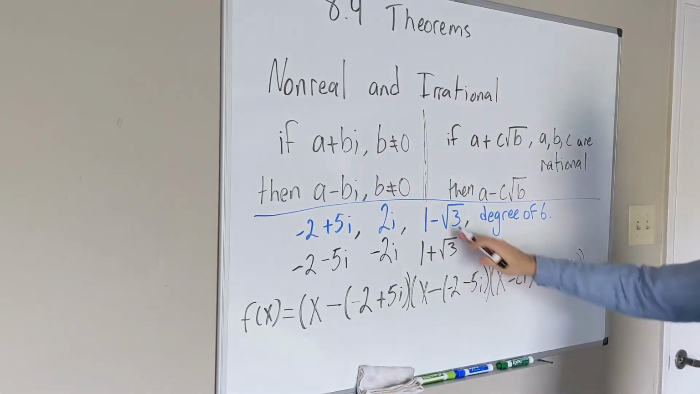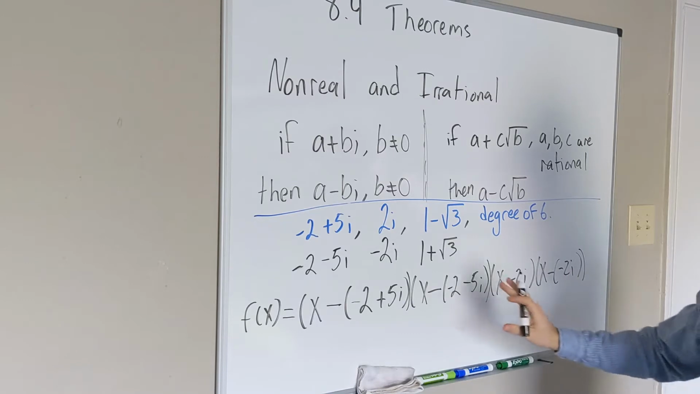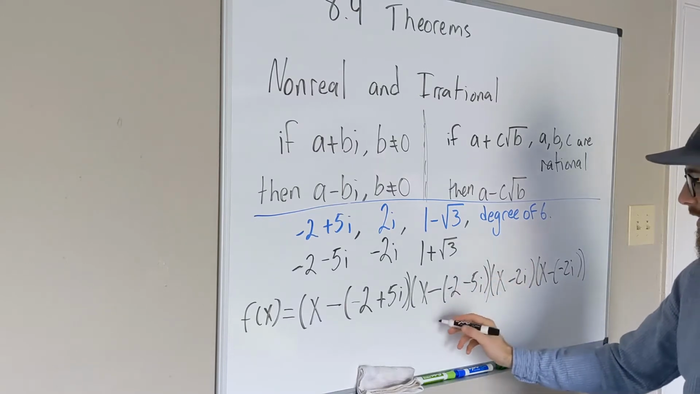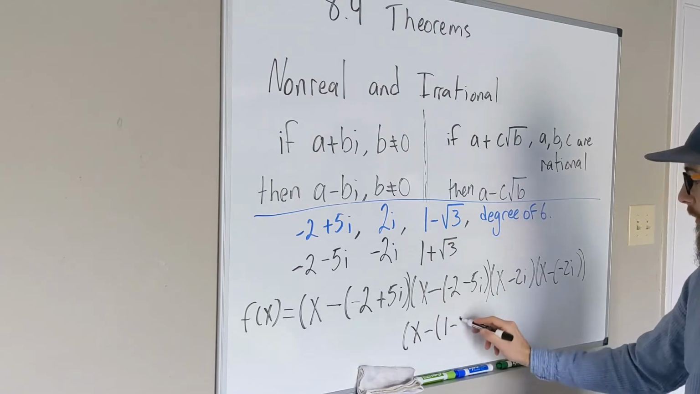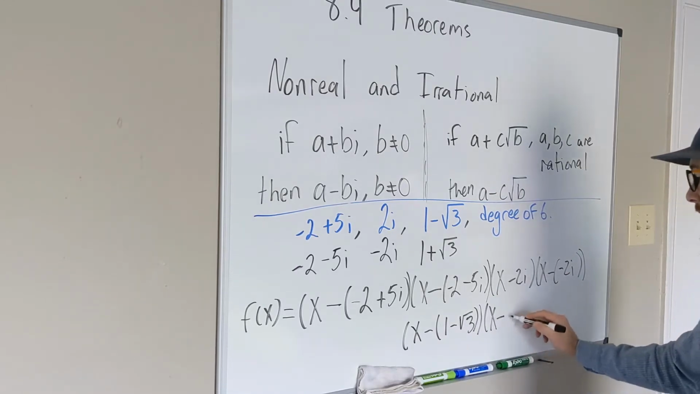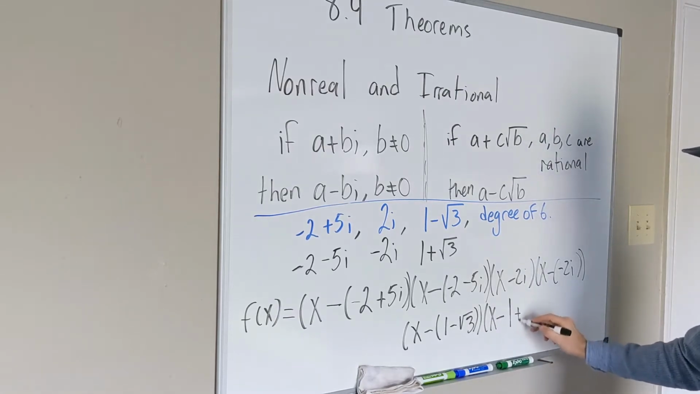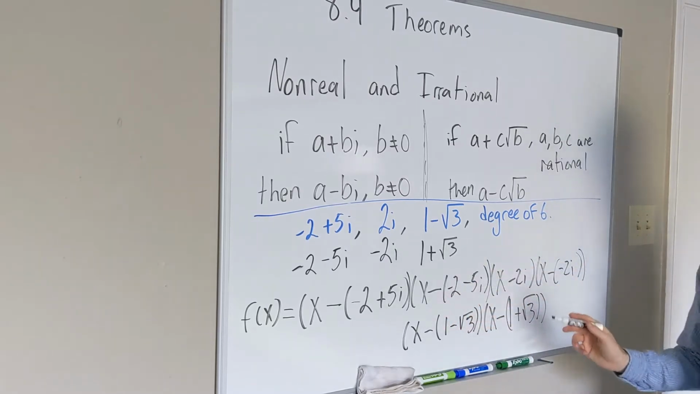Okay, and lastly, I have to have these two pieces, but I didn't have enough room. So it's all multiplied together. I just need to write this in the next line here. X minus 1 minus square root of 3. X minus 1 plus square root of 3. And so you have these 6 zeros.